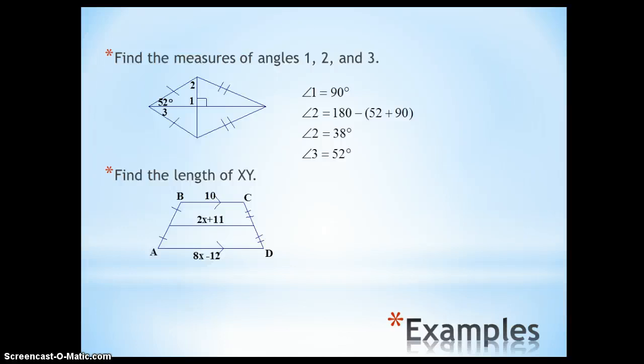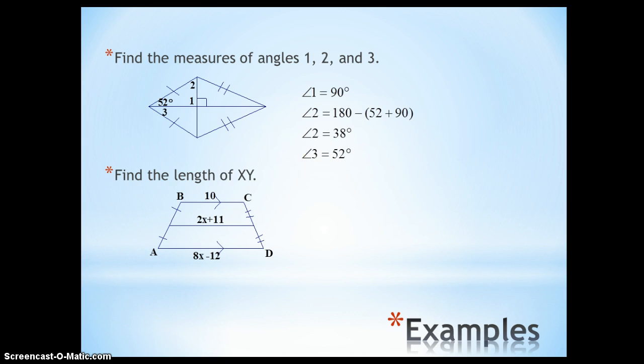It's going to be the same as the angle it is adjacent to, because we could prove similar triangles based on the information that we have. So we know that angle 3 and the 52-degree angle are going to be congruent. So we have 90, 38, and 52 for our angles.